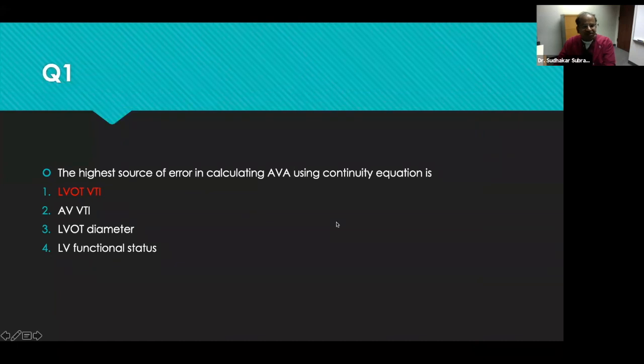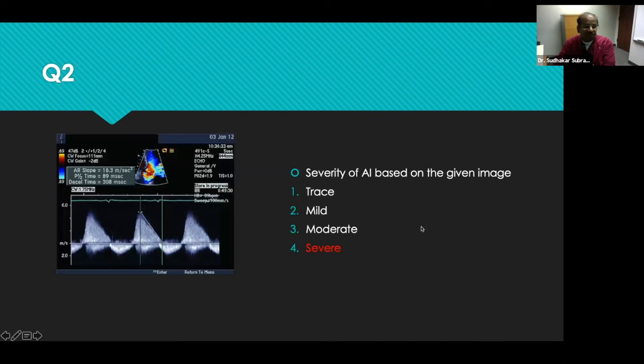So back to the couple of questions. The highest source of error, of course, all of these can potentially lead to error in your measurement, but most of the time it will be either the LVOT diameter or the VTI, and definitely the VTI is where we tend to make mistakes. So you have to be very, very cautious whenever you are doing the pulse wave Doppler. And then the severity, we all know, because the pressure half-time is so low, it's going to be very severe.